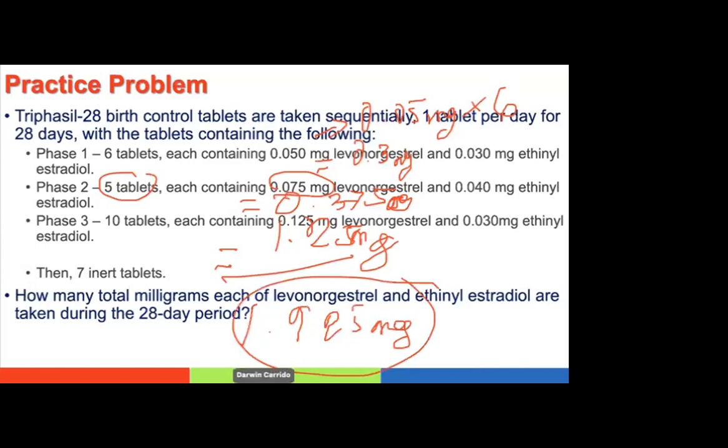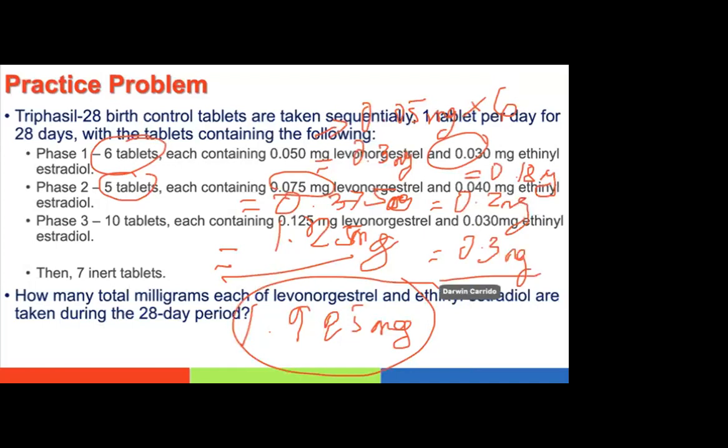Okay, now let's compute for the other component of our pills. 0.03 multiplied by 6 tablets. What's the answer? 0.18 milligram. How about for the second phase? Okay, 0.2 milligram. Diretso na tayo. For the third phase, 0.3 milligram. And what is the total amount of ethinyl estradiol? 0.68 milligrams.